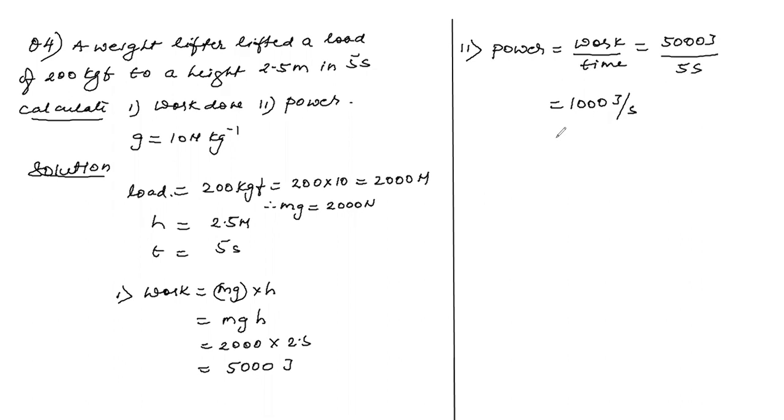And this joule per second is nothing but watt. So remember, either capital W, or everything in small letters. 1000 watt. Are you getting me? Okay. So the answer, we got it. 1000 watt. We go to the next sum, children.